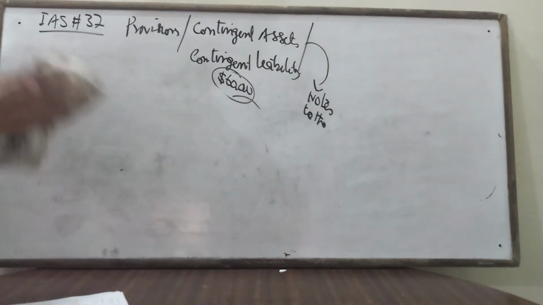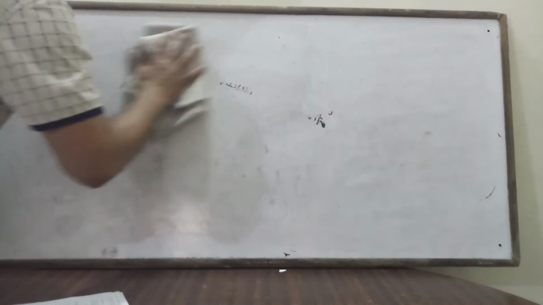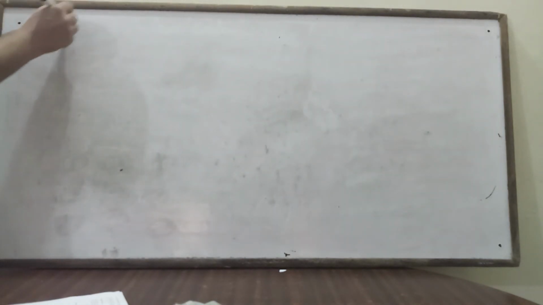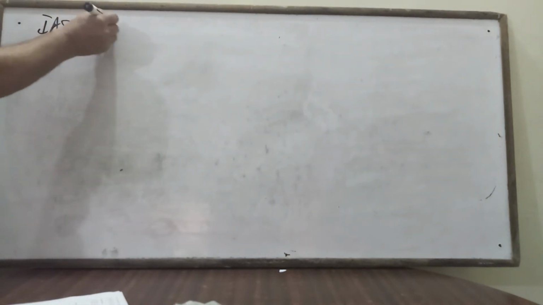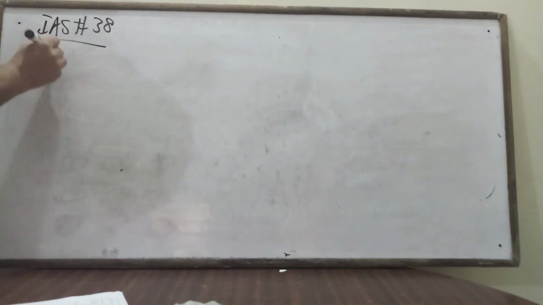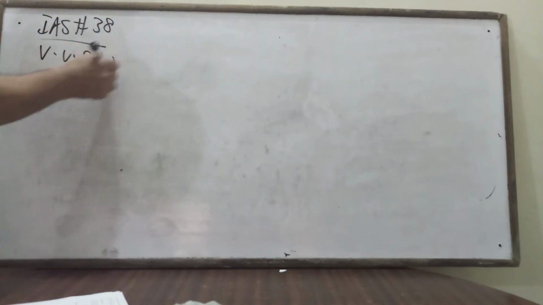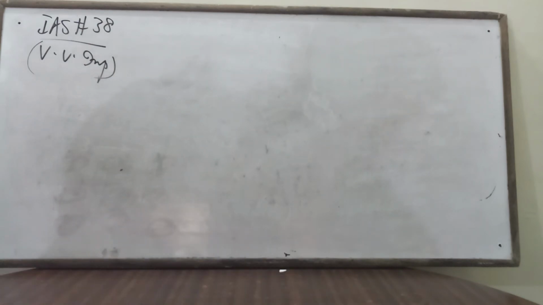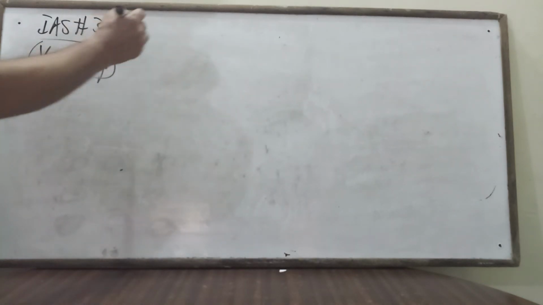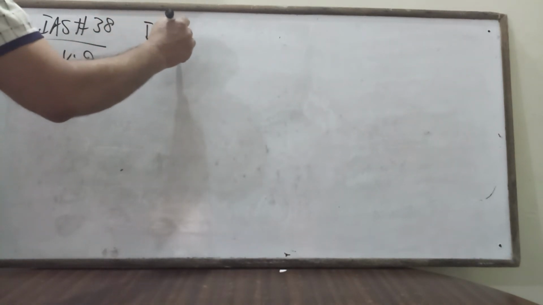Now I'm making it quickly. The last IAS, which is IAS number 38, is again a very important IAS. It might come in the exam this year, in the 2020 exam, which is called intangibles.